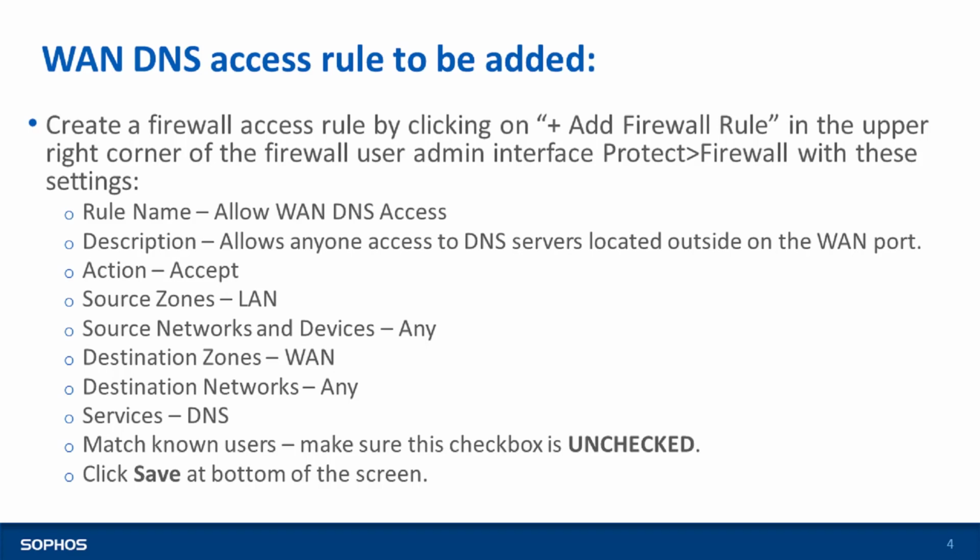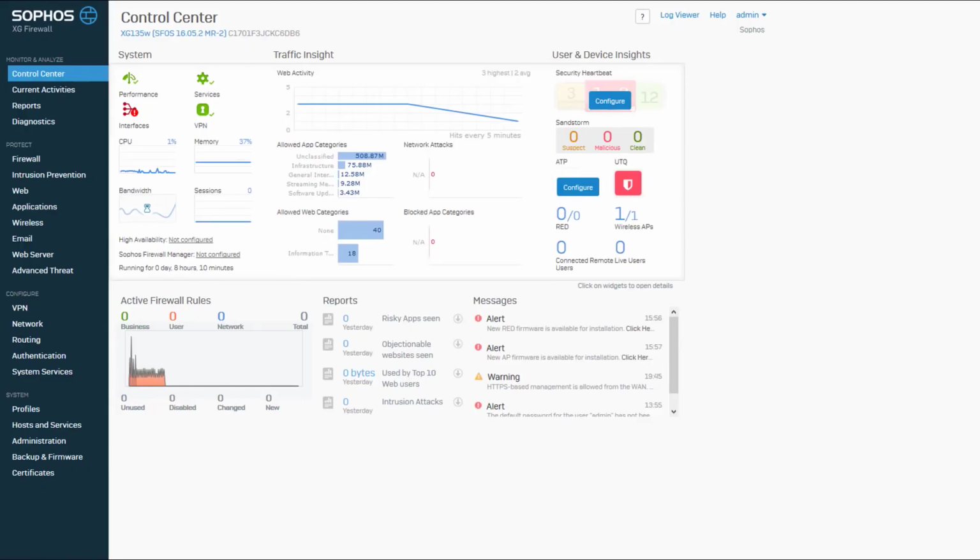For rule name and description, you can put whatever you want. Just make sure that for the match known users, the checkbox is unchecked. We'll talk later in the video why that's important when we create a firewall rule using the Captive Portal. Now let's take a look at how to configure the Captive Portal, enable the Captive Portal to be used for a zone, and create a firewall access rule to access the internet that requires all users accessing the internet to be known to the firewall.